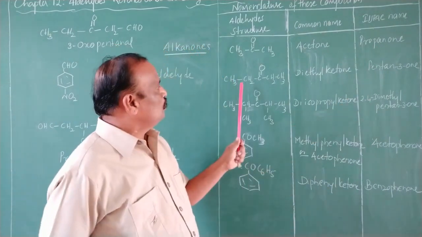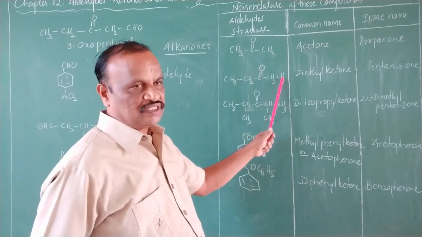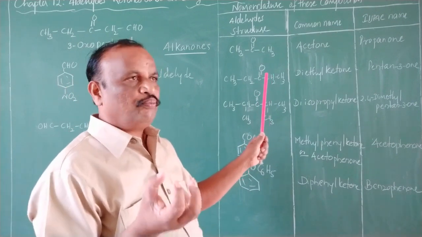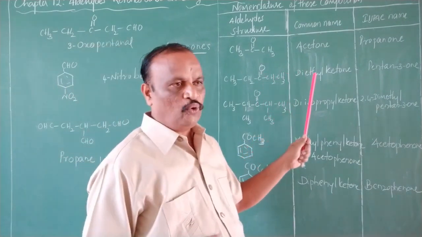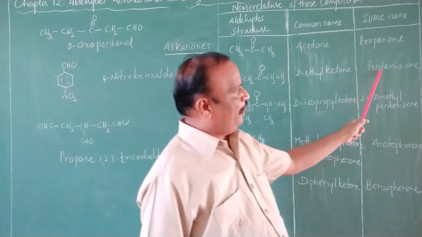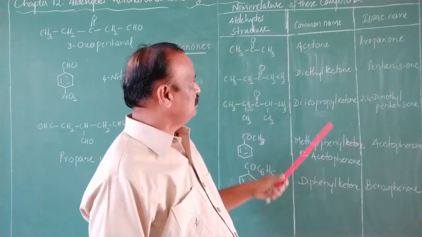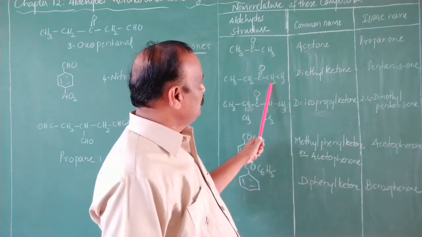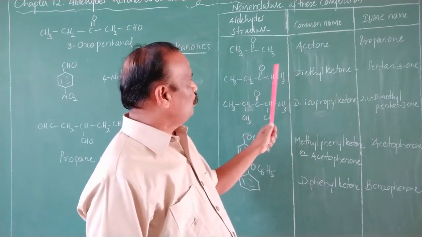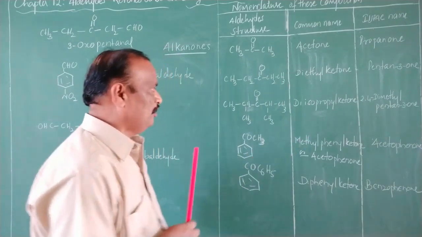Like that it is. Another example: CH3, CH2, C double bond O, CH2, CH3. The third carbon is attached with a ketonic group. The third position is having the one group. That is why it is 3-one. It contains 5 carbons, so it is pentan-3-one. The common name for that one: this is one ethyl group, this is one ethyl group, and this is the ketonic group. So it is named diethyl ketone.